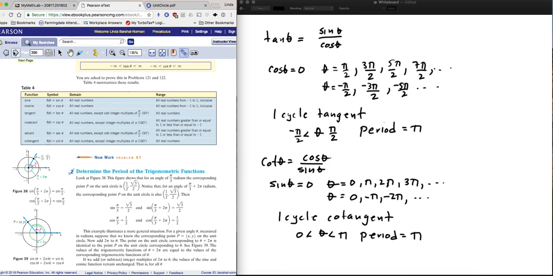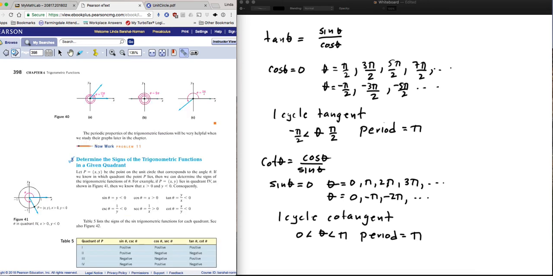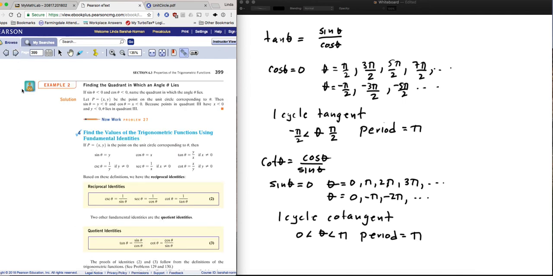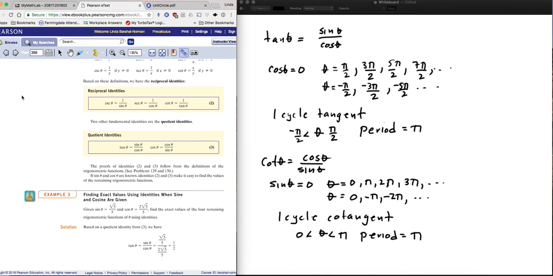They both have a period of 2 pi, okay, because they are based solely on a single other trig function. There's some information here about the period on page 397 you can take a look at. And this is just quadrant information. Here's where I want to get to. Now, we talked about these because I've been using them. These are the reciprocal identities. That's what they're referred to, right? The reciprocal identities and the quotient identities.